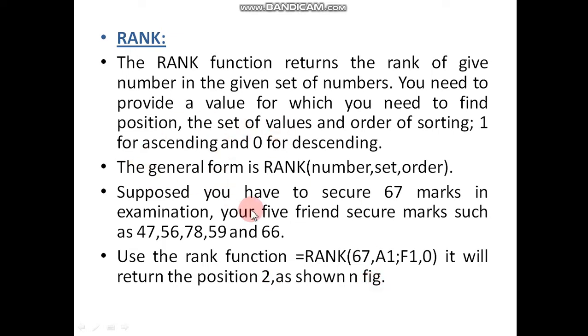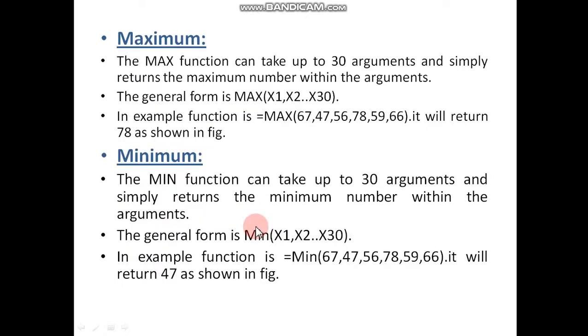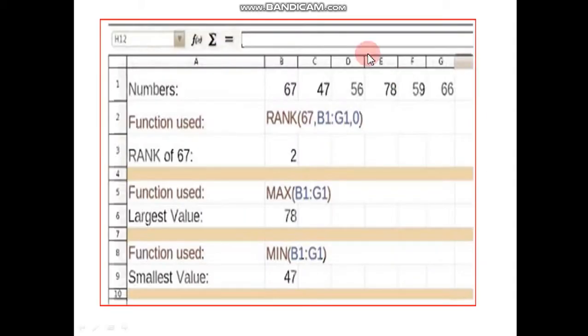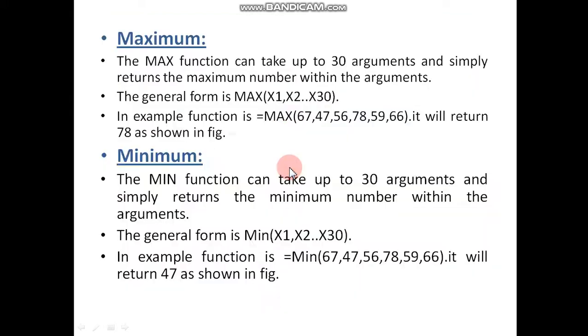Let's see this in an example. Here we have 67, 47, 56, 78, 59, 66. We write 67, the cell range B1 to G1, and starting from 0. The highest number is 78 and the second highest number is 67. So our rank is 2.